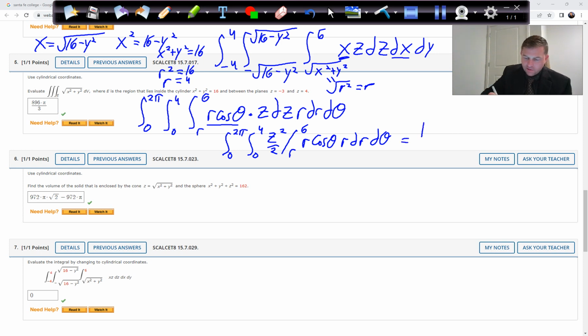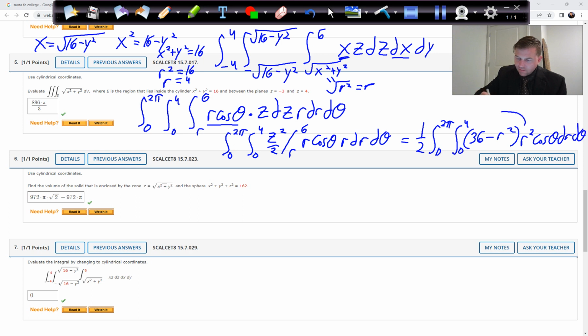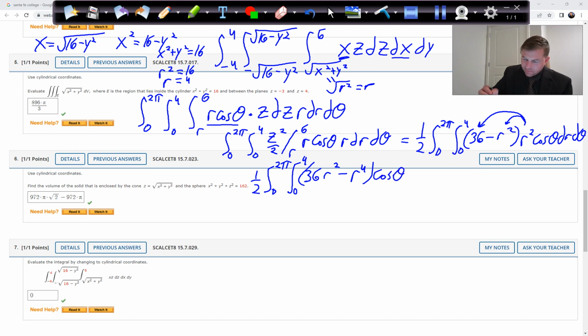And we're going to factor out the 1/2. And we're going to have 0 to 4. z squared, which we're replacing with 6, so it's 36, minus the lower limit of r, which is r squared. And then we have another r squared cosine theta dr dθ. But we're going to have to distribute this: 36r squared minus r to the 4th. And then we have cosine theta, dr dθ.